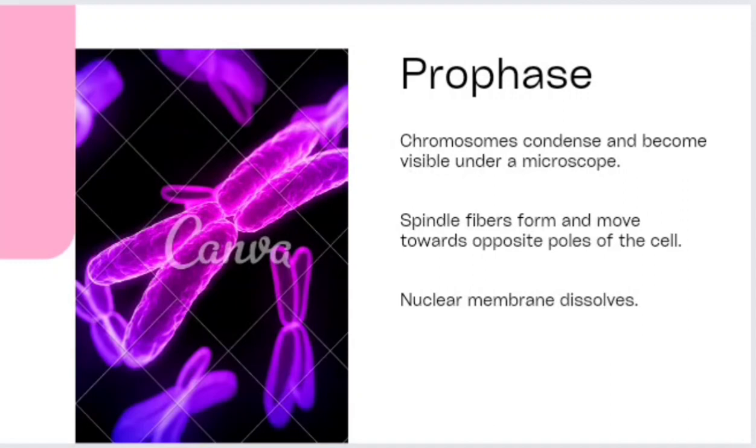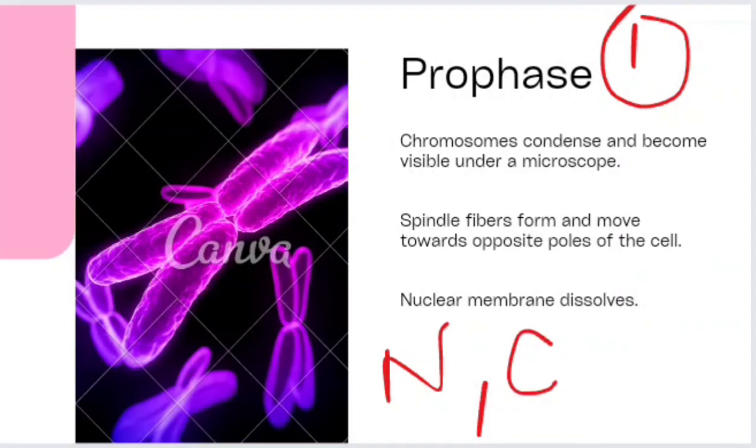Now the first step is the prophase. In prophase, two main things happen, that is nuclear activity and cytoplasmic activity. The first one is that chromosomes condense and become visible under a microscope. Chromosomes condense in a sense.